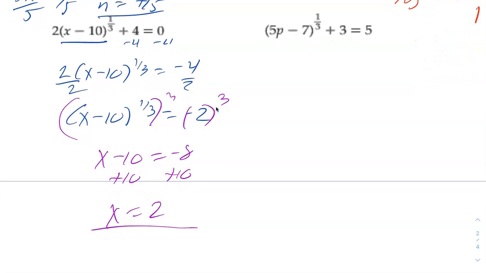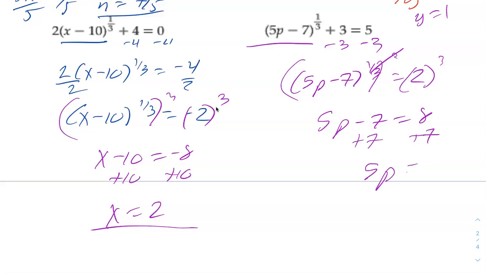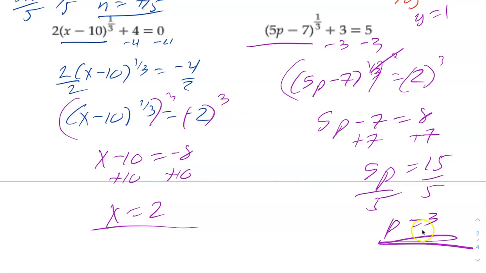Okay, last one. Erase this messiness there. y equals 1 was the answer. Get this by itself, so subtract 3. 5p minus 7 to the 1/3 equals 2. 3 power both sides, so it gets rid of that. 5p minus 7 equals 8. Plus 7, plus 7. 5p equals 15. Divide by 5. p equals 3. And you can check your work. I believe that does work. And that's the worksheet.